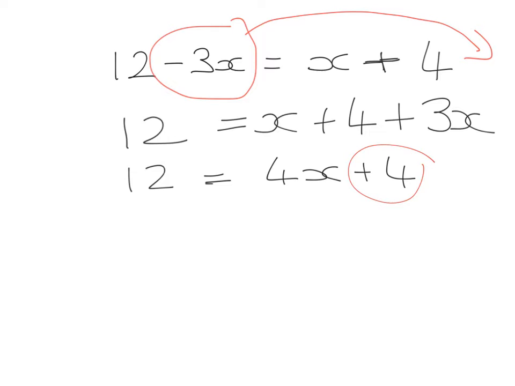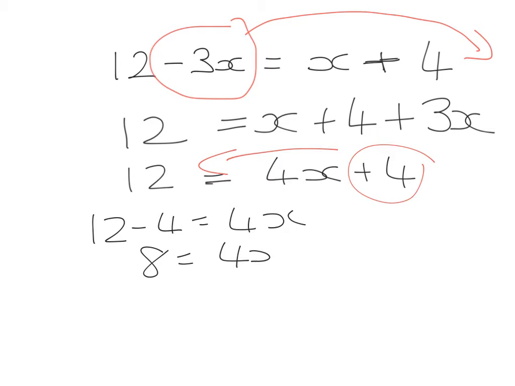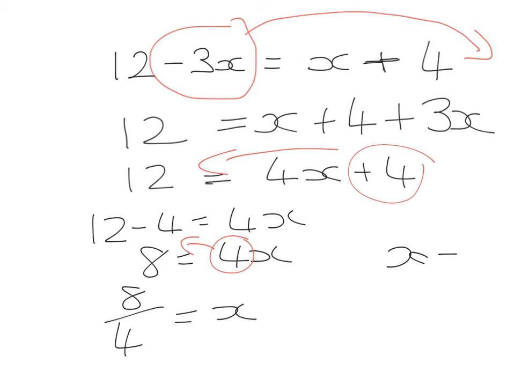The 4 now needs to come over, because I'm solving this as normal now. 12 take away 4 equals 4x. So 8 equals 4x. 4 needs to come over, and it's going to divide. 8 divided by 4 is x. Final answer, x equals 2.